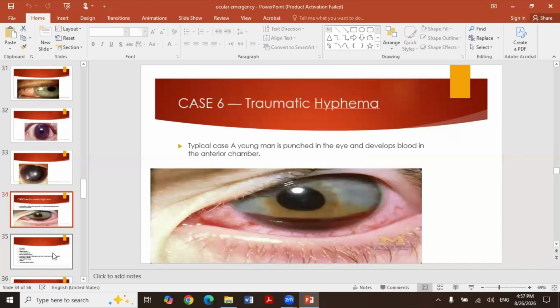Here also is another foreign body. You can see the whitening around it due to the infiltrate, due to some inflammatory mechanism starting here. Okay, another case, traumatic hyphema. Typical case, a young man is punched in the eye and develops blood in the anterior chamber.